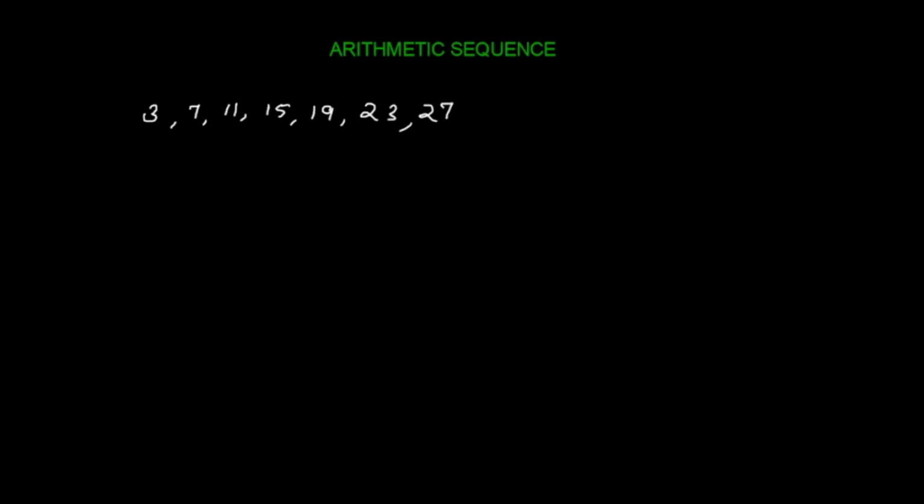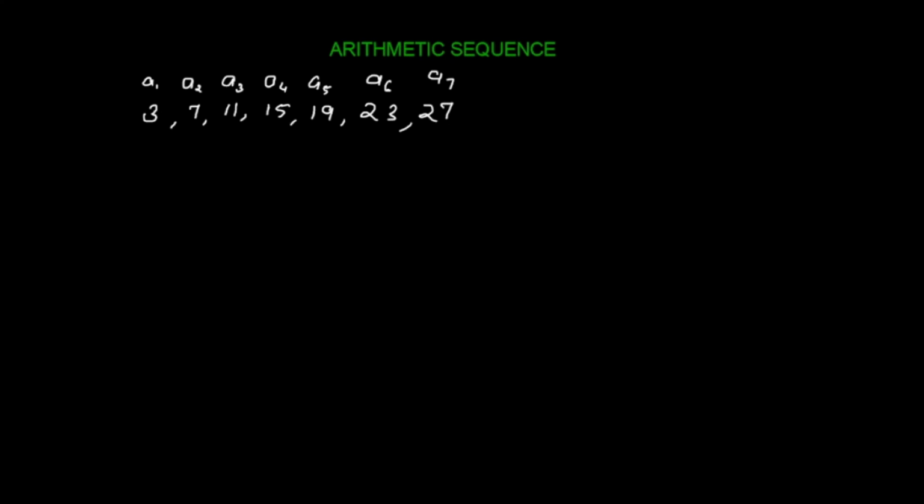In this, the first term, this 3, is A1. First term is 3. Second term is A2. Third term is A3. Fourth term is A4. Fifth term is A5. Sixth term is A6. And the seventh term is A7. These are the 7 terms in this sequence.